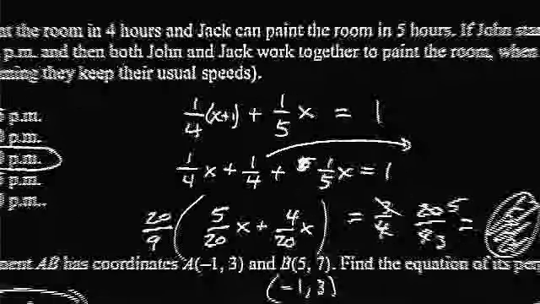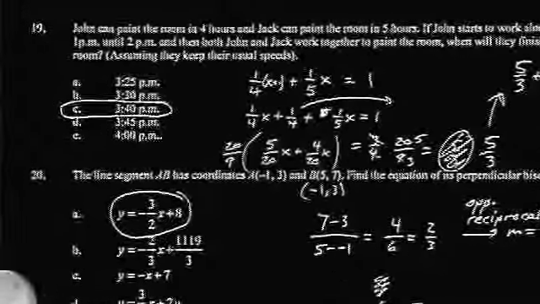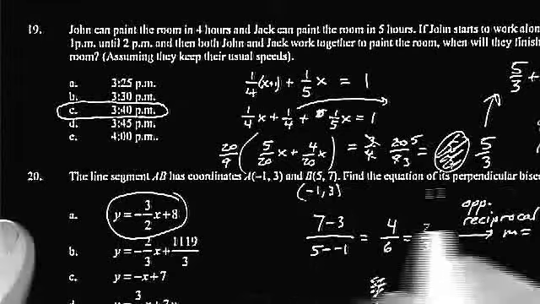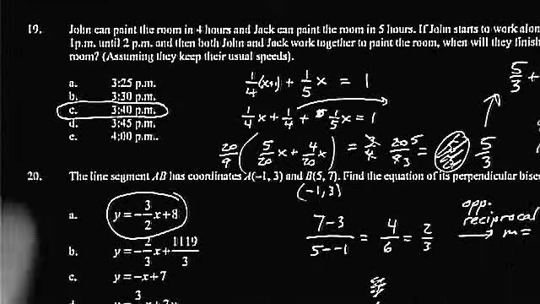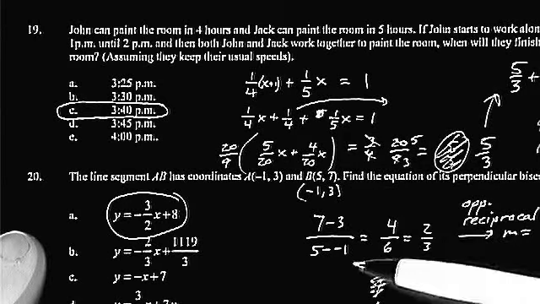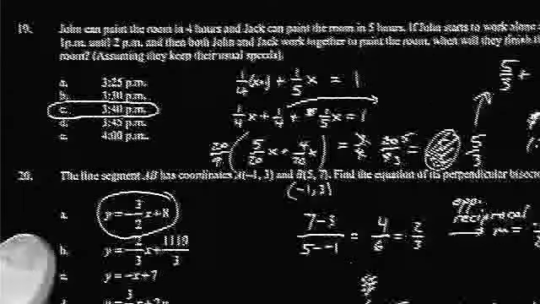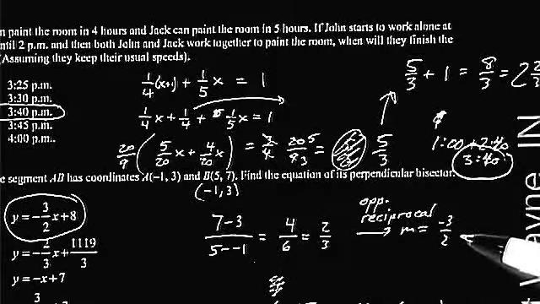The line segment, question 20. The line segment AB has coordinates (-1, 3) and (5, 7). Find the equation of its perpendicular bisector. Well, 2 things. I need the slope of the line. So I found the slope of this line, right? Difference in the y's over difference in the x's, and got 2/3. I want the opposite reciprocal because we're talking about something that's perpendicular.